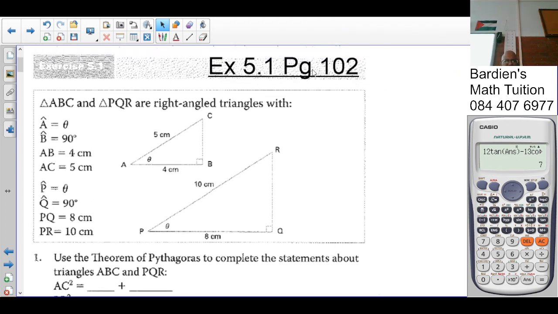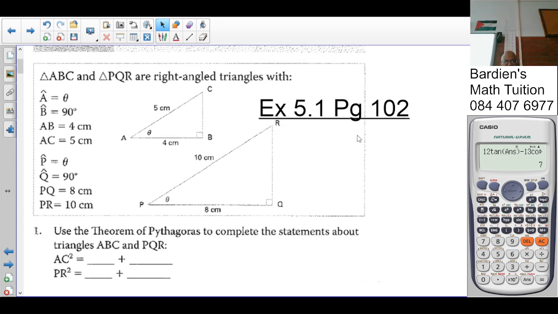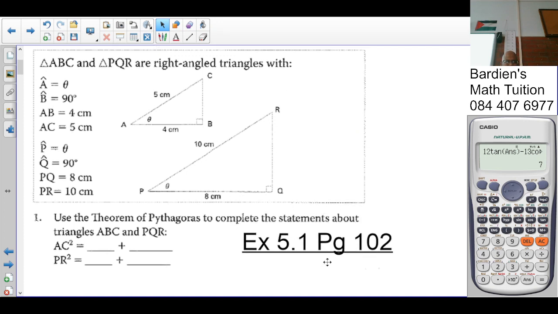Now we're looking at exercise 5.1 on page 102. We are told that triangle ABC and triangle PQR are right angle triangles. Can you all see they're right angle triangles? Namely at angle B and angle Q. We are told that angle A is equal to theta. Is this the first time you're seeing theta? No. When did you see theta? Last year, when we were doing geometry.